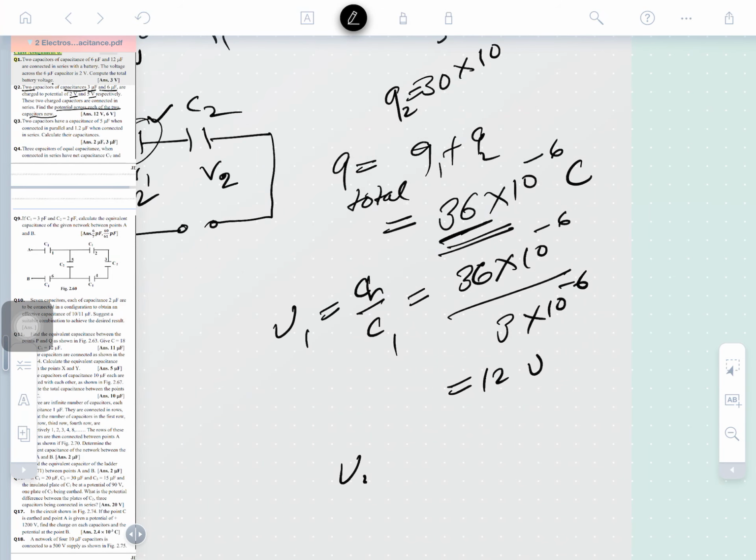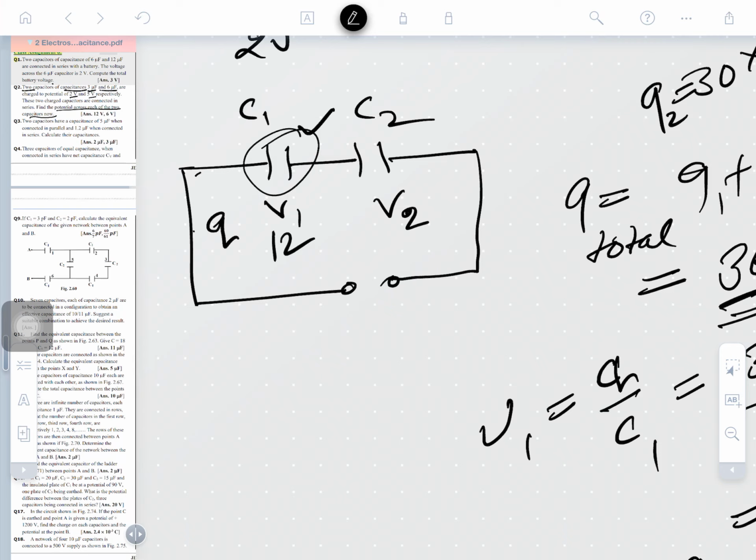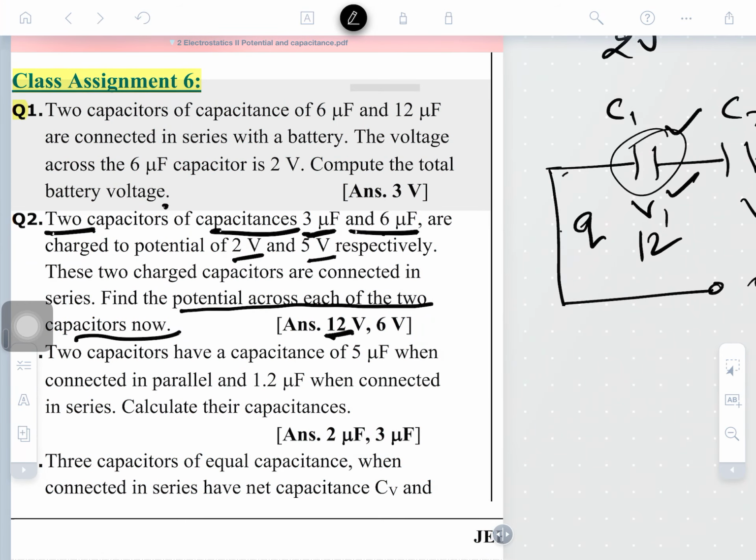Clear guys? Now, what is the voltage V2? The total charge upon C2 is 36 into 10 to the power minus 6, divided by 6 into 10 to the power minus 6. What shall it be? 6 volt. So the voltage across this is 12 volt and across this is 6 volt. Here you may see the answer.